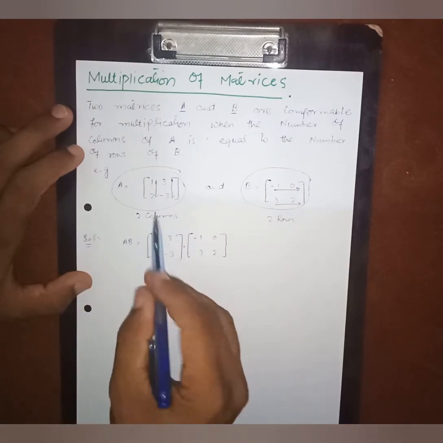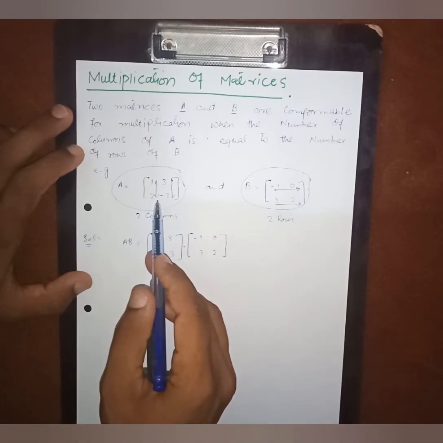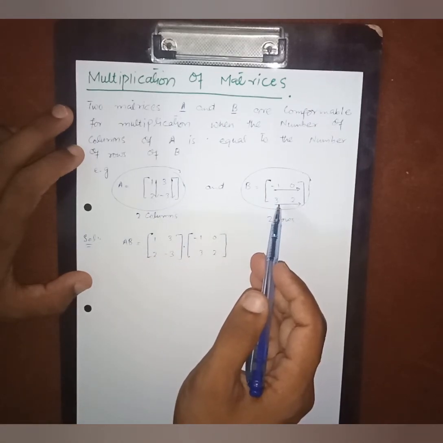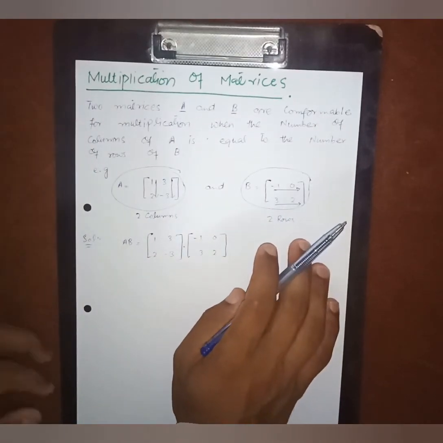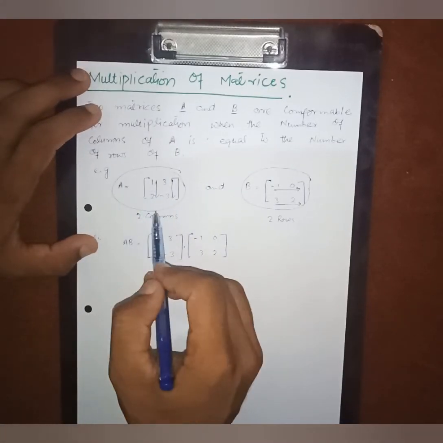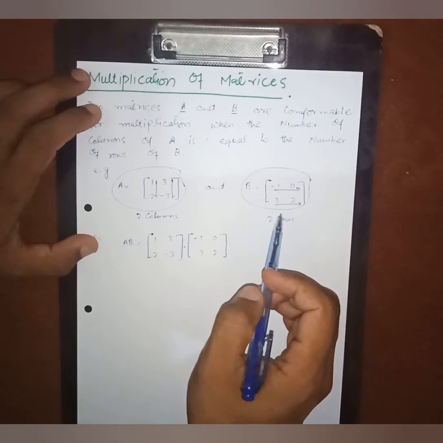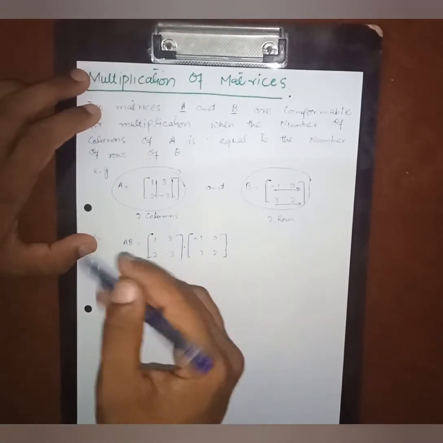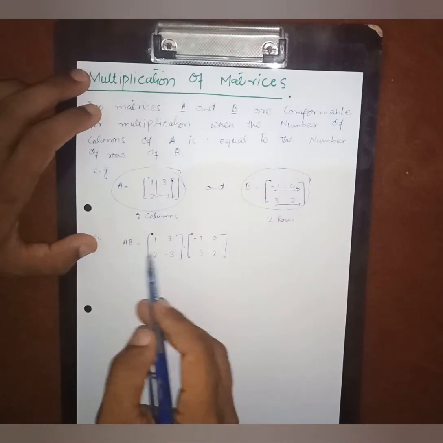You see that the first matrix A is of order 2 by 2, and the second matrix also has the order 2 by 2. But we do not just look at the order of the two matrices; we have to see the columns of the first matrix and the rows of the second matrix. If these two are equal, then we can easily multiply two matrices. So we are multiplying matrix A with B.